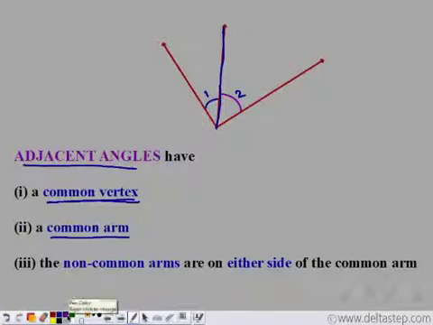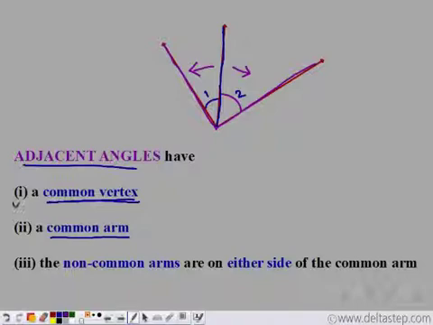Also, the non-common arms are on either side of the common arm. Which is the non-common arm of angle 1? This arm. Which is the non-common arm of angle 2? This arm. These two non-common arms are on either side of the common arm, so they are on the opposite sides of the common arm.